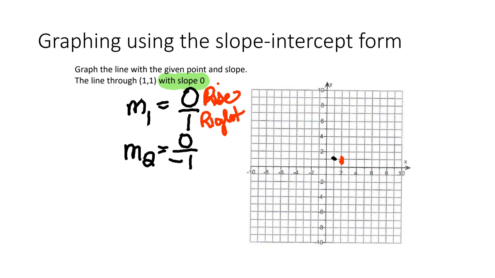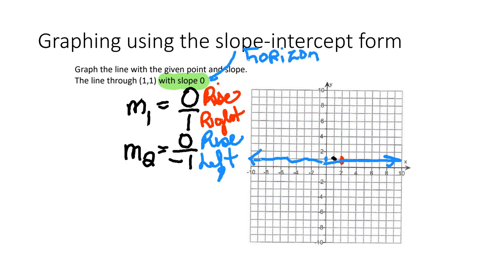This is my rise, but this time I'm going left. I have a horizontal line. A 0 slope is a horizontal line. Okay? This is a horizontal line. Now, something you're going to have to be careful with. This has an equation.